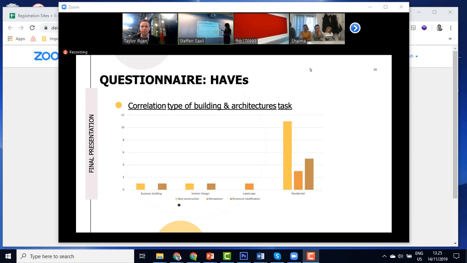That's a clear graph we see here. Most of the people wanted to build a residential building where they're living on their own, or building it for another person to live in. And the yellow part shows that it was mainly a new construction they wanted to build, or a structural modification. They weren't that interested in business building, interior design, or landscape, but that's maybe also because we asked certain types of people that are maybe not interested in that.